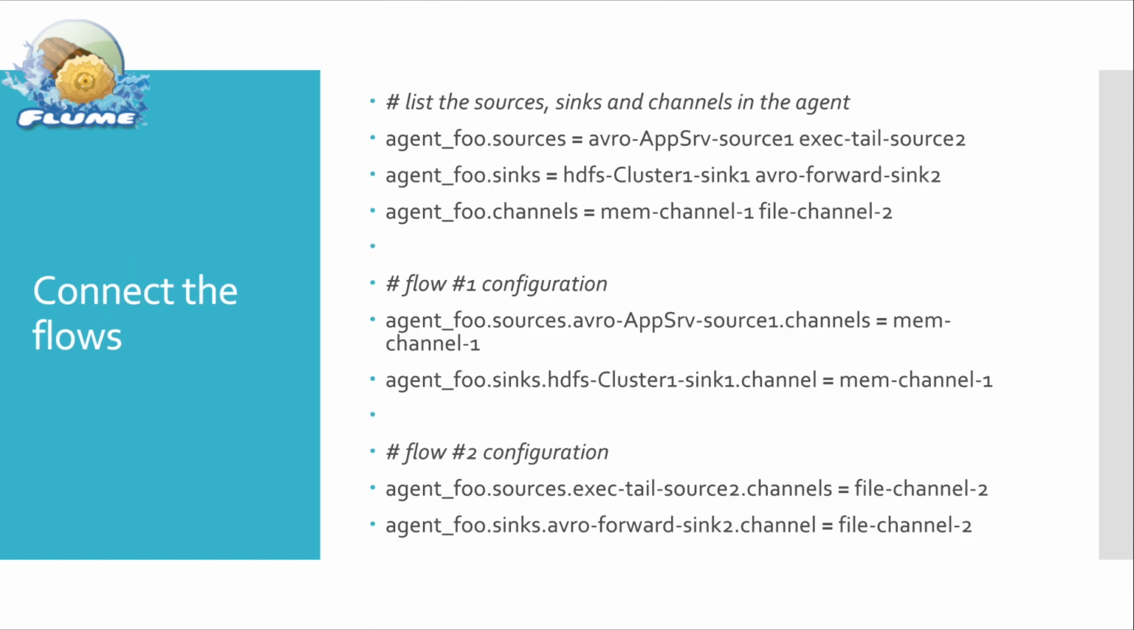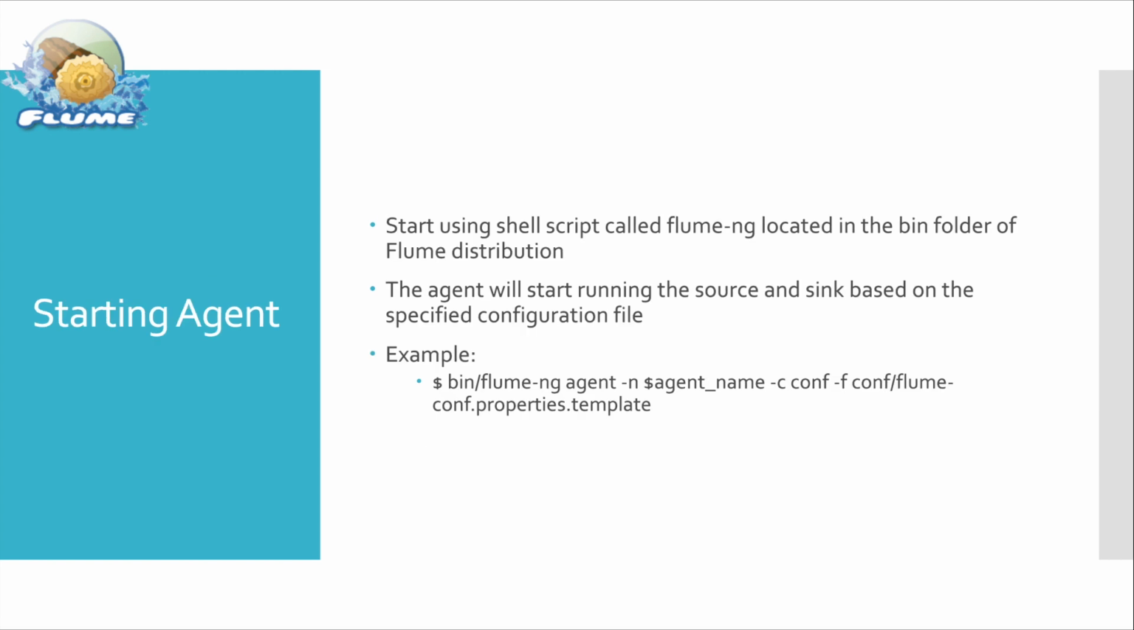Here's just another example of the different flows, assigning the source and the sinks and the channels and their types and their names. So once you have that configuration file, you can start actually doing the movement of the data. So you will run this script.